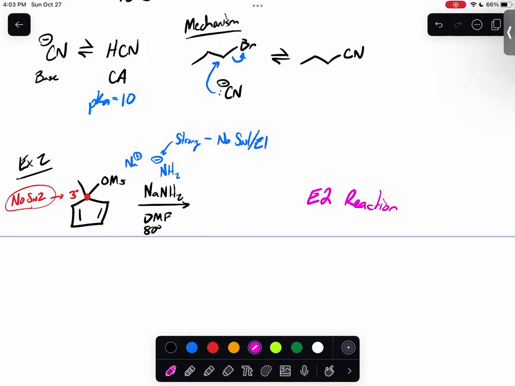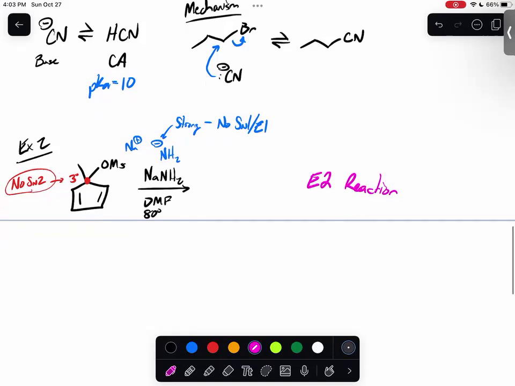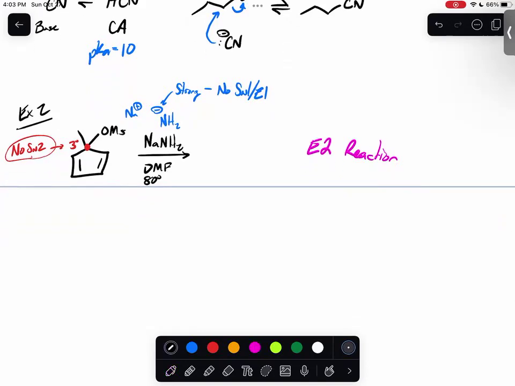The thing with E2 reactions is they then lead us to another couple sets of questions, right? These are usually the hardest ones to actually make the product for, because now that we've figured out that it's an E2 reaction, we have two things to worry about. First is remember we have to be looking for anti-periplanar hydrogens. And then second, we have to worry about if it is the Zaitsev or Hofmann product.